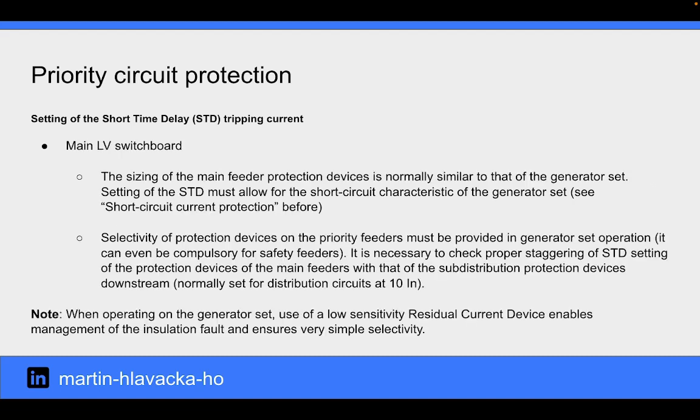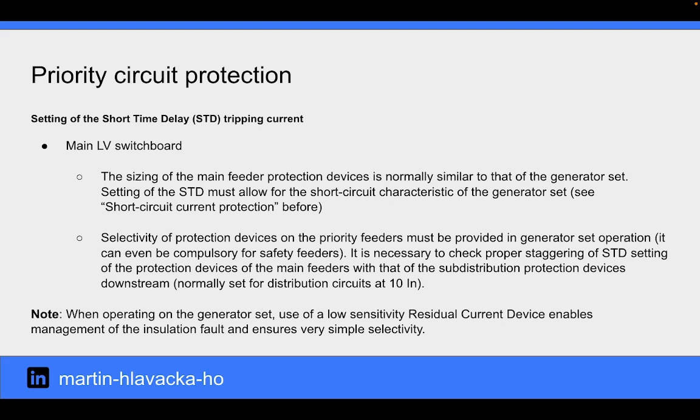For the main LV switchboard, the sizing of the main feeder protection devices is normally similar to that of the generator set. The setting of the STD must allow for the short circuit characteristic of the generator set. Selectivity of protection devices on the priority feeders must be provided during generator set operation. It is necessary to check the proper staggering of STD settings of the protection devices of the main feeders with that of the sub-distribution protection devices downstream.